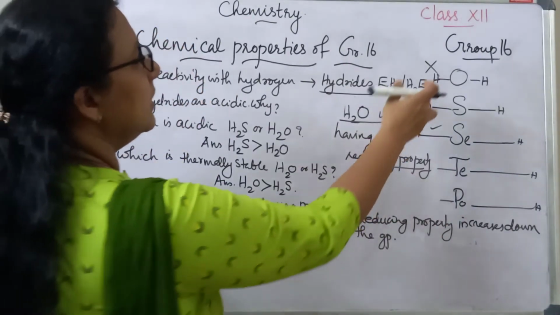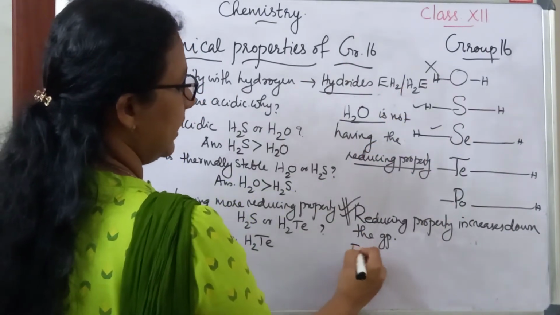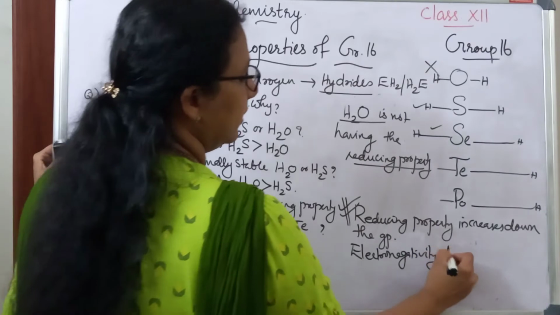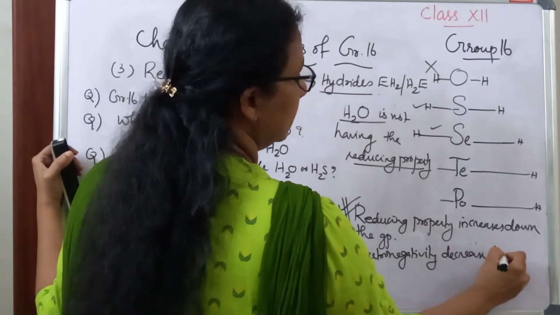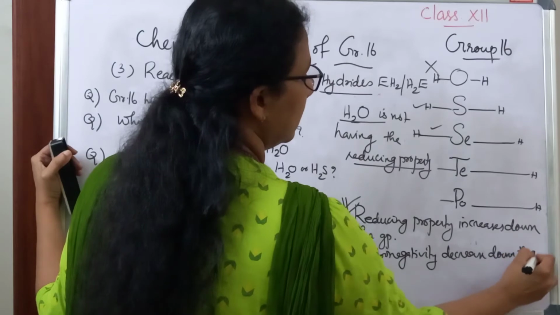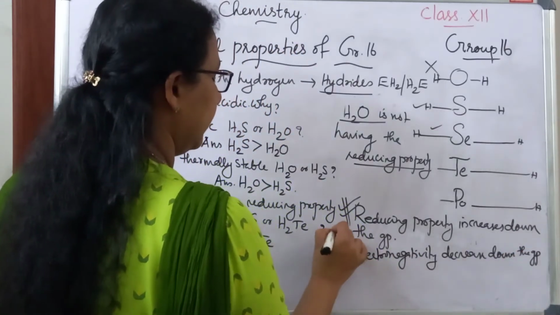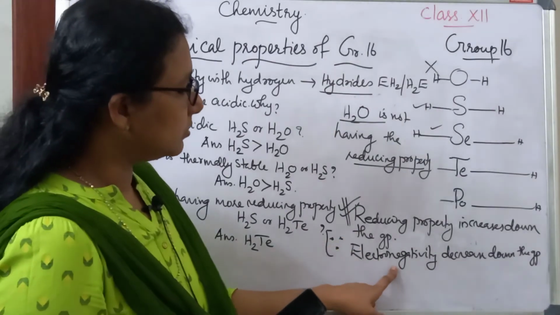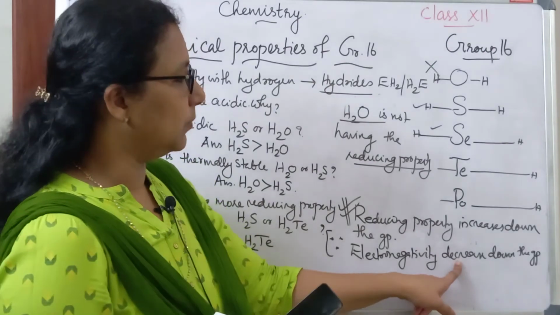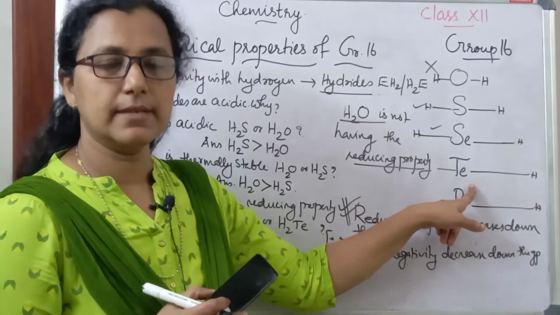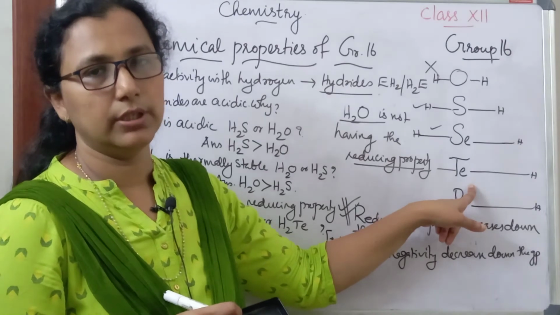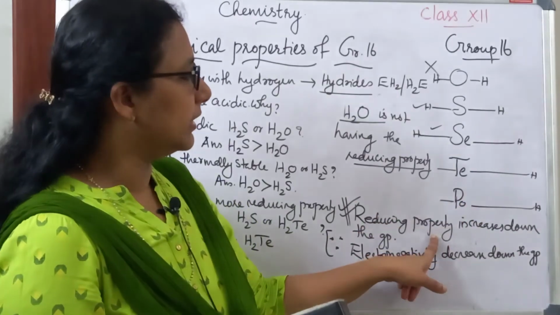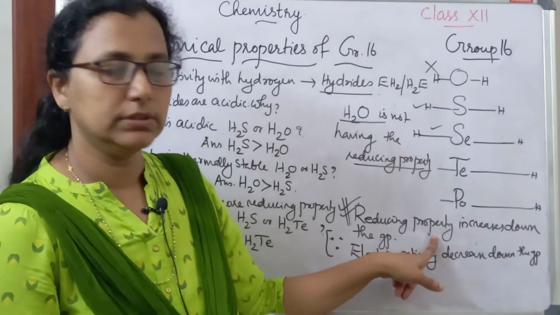That is because of the electronegativity difference. The electronegativity decreases down the group, so the reducing property increases down the group. That means the tendency to accept electrons decreases down the group, and the tendency to release electrons increases down the group. That is why the reducing property increases down the group.